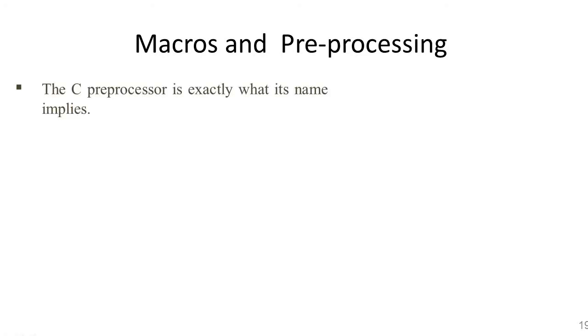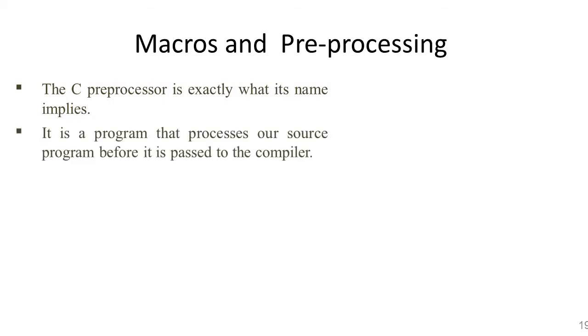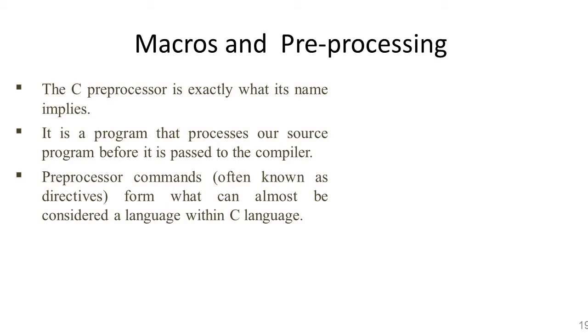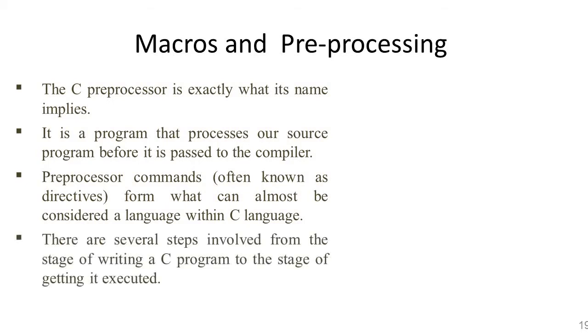Okay, so let's start. As the name implies, the C preprocessor is exactly what its name suggests. Whenever we run our program, first of all, the program gets processed before it is passed to the compiler. Now, preprocessor commands, which are also known as directives, form what we can almost consider as a language within C programs.